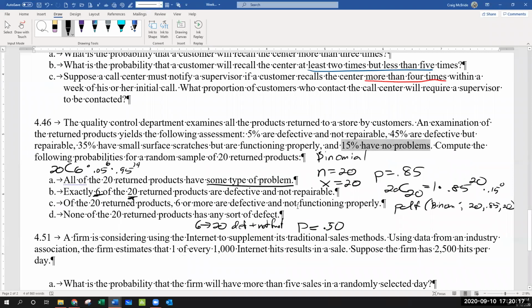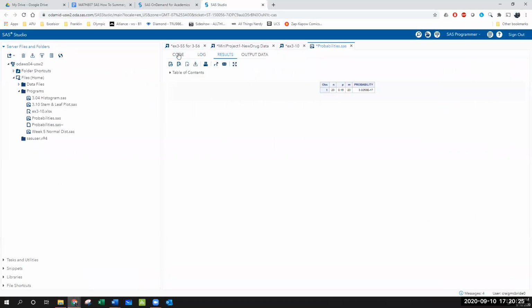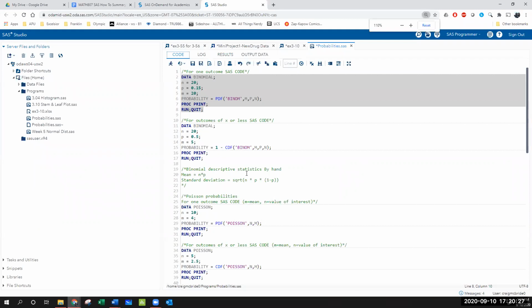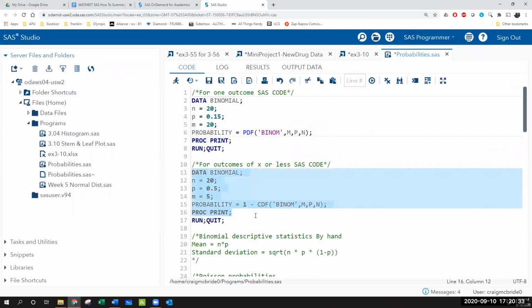Of the 20, 6 or more are defective. So in order to do that in SAS, you have to do the complement. So what we did is you have to do 1 minus. The CDF function adds everything up from 0. So this part right here takes 0 up through M.